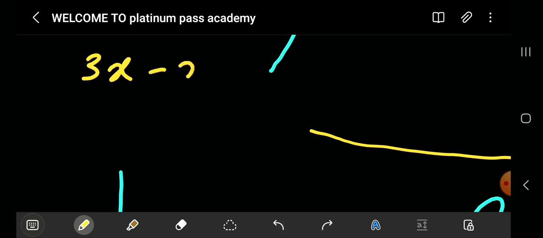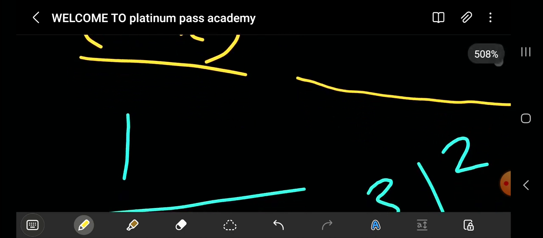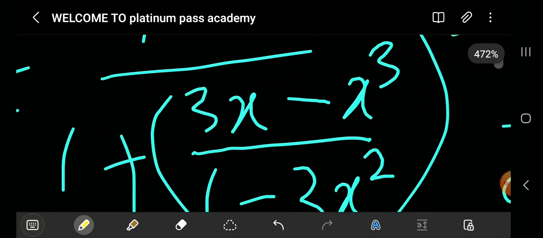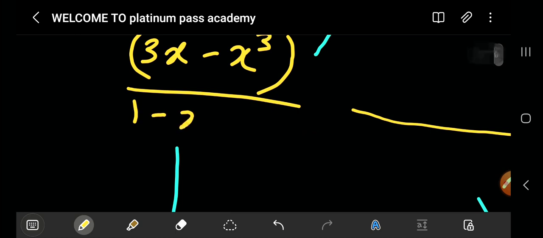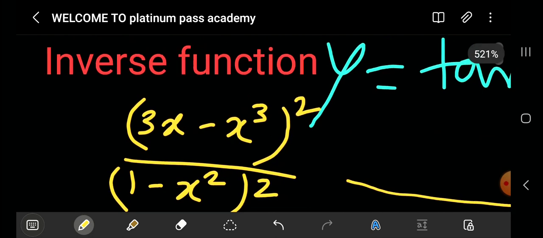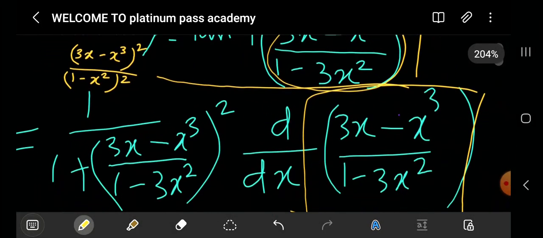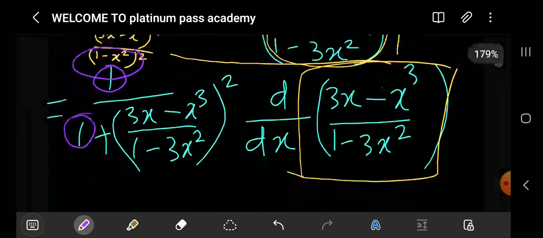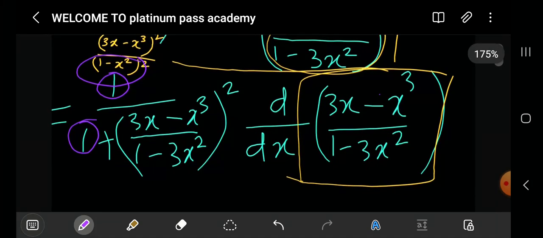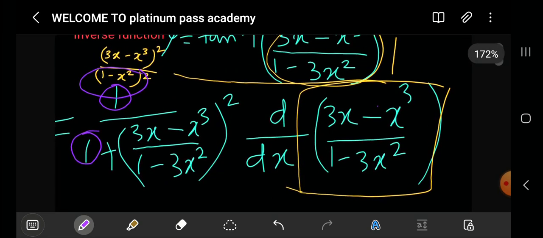x cube on 1 minus x square. First you have to break down the whole square, that is this one. Then you have to simply multiply this one into 1 and into 1. I am not explaining in detail because I am considering you already know that thing.